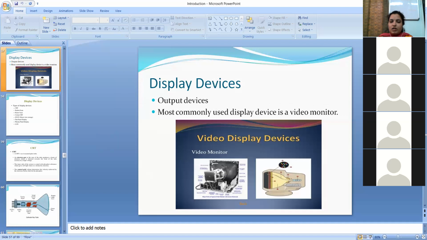You have seen that the earlier PCs were of this kind, where the monitor is of a bigger size, which has the larger backside, where you find the electron gun, the deflection systems, and the control grid to control the light falling on the phosphor. So this is how your video monitor works. We are going to see it in detail now.